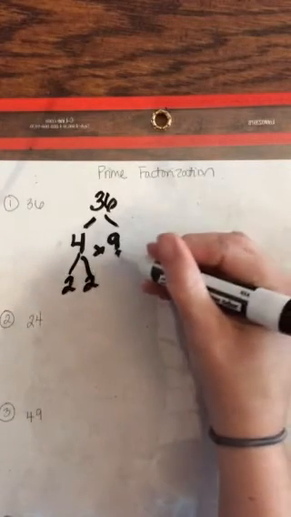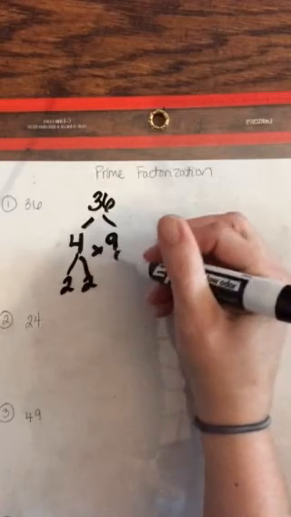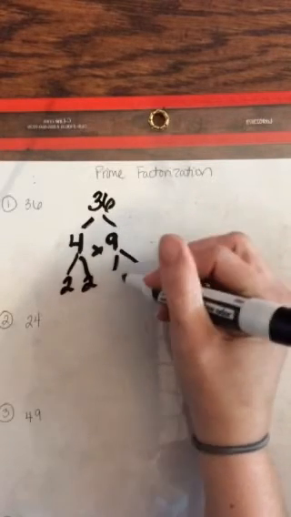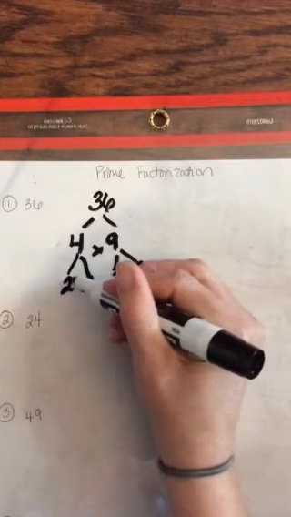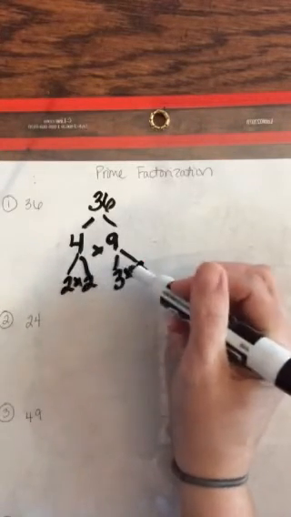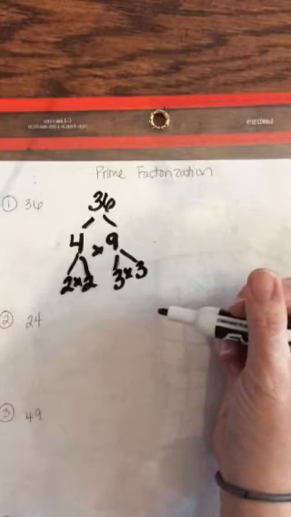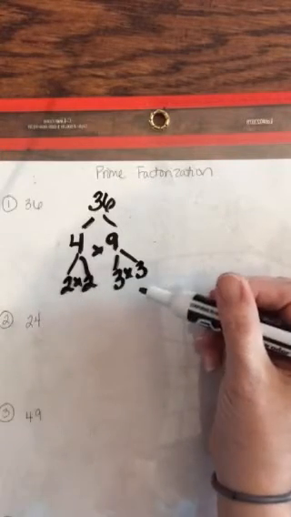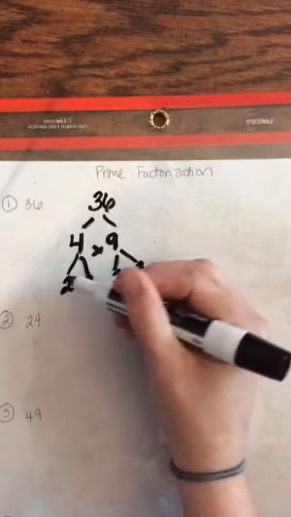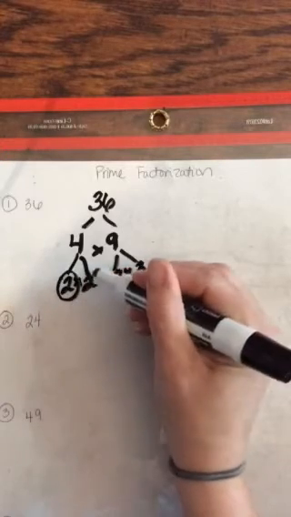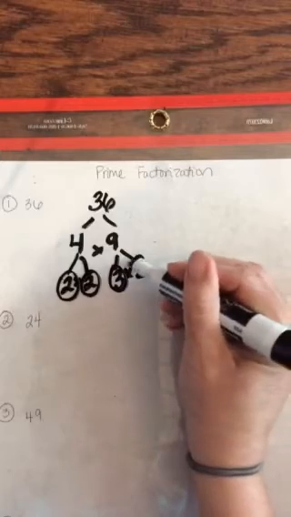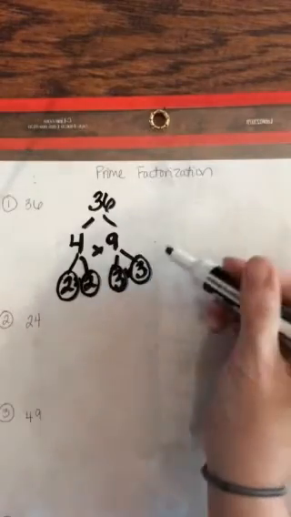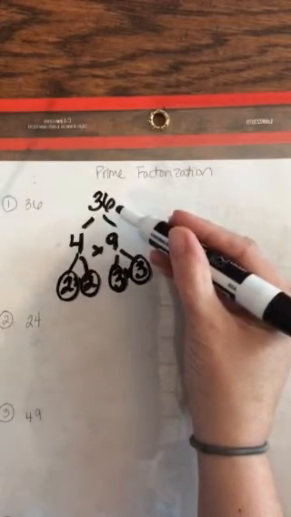9 is also composite, so it can be broken down into 2 more factors, and I'm going to use 3 and 3. You don't have to put these multiplication symbols in here. Right now I'm just going to do that so you can kind of see where I'm coming up with them. Now 2's are prime numbers, so we are done. 3's are also prime numbers, so we are done. We have our prime factorization of 36.